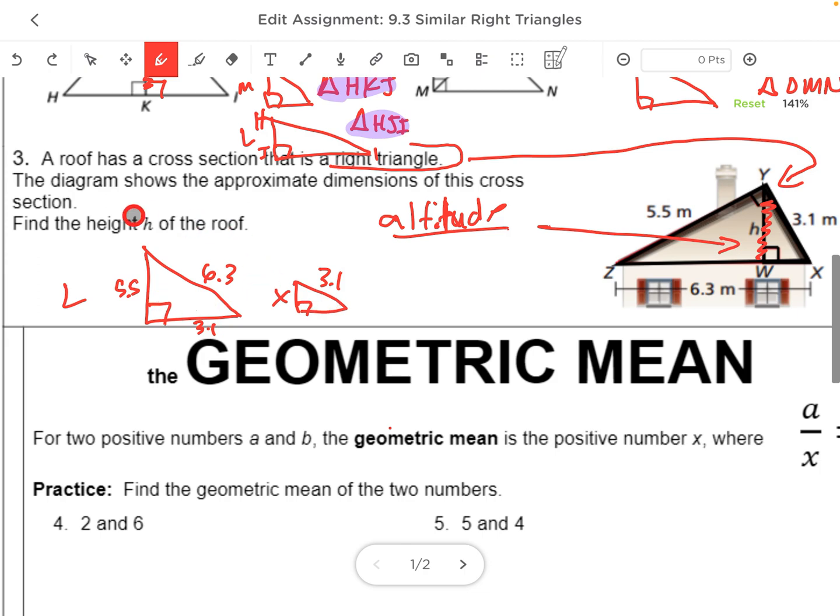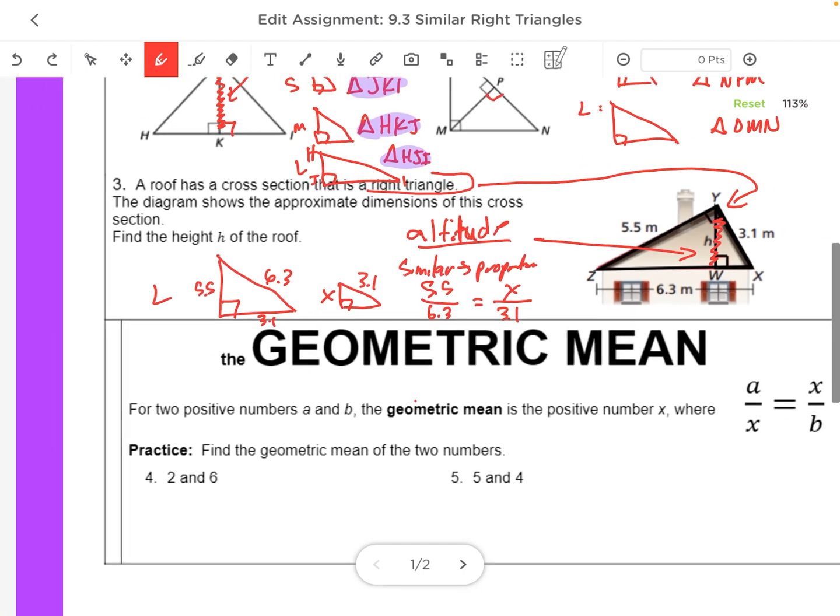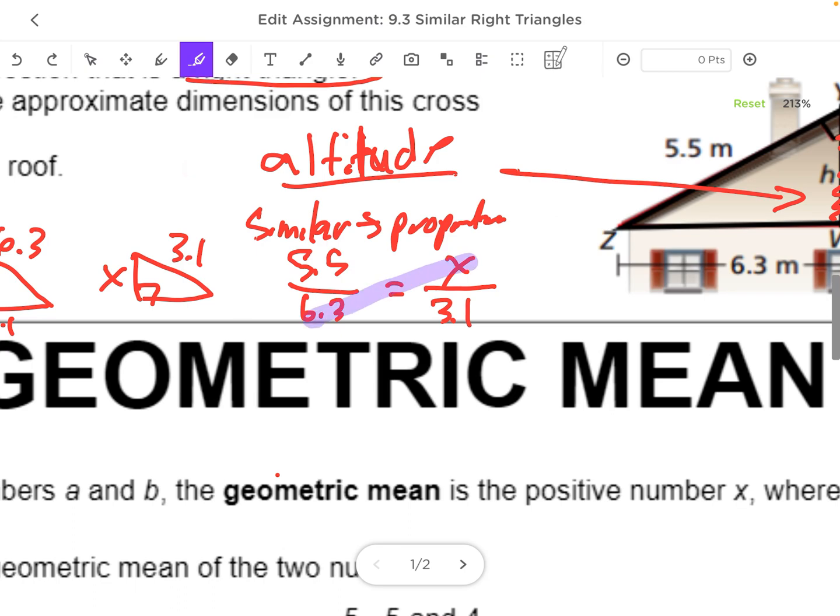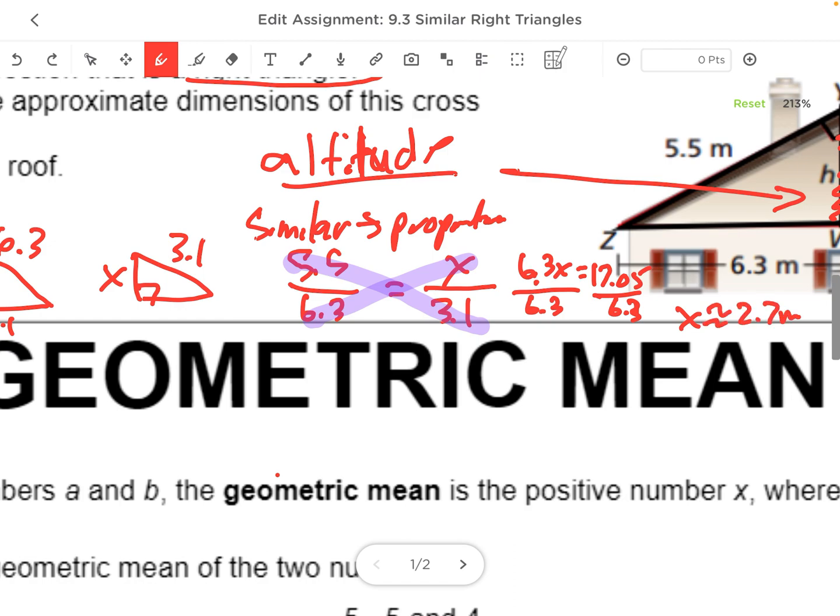So since I know that they're similar, I can use proportions. Okay, so let me set up my proportions. So I can say 5.5 over 6.3 corresponds with x over 3.1. Right? Okay, so now let's just do my cross multiplication. So I would have this times this, which would give me 6.3x equals this times this, which if we type that into our calculator, comes out to 17.05. Our last step is to divide by 6.3. All right, so that means x is approximately 2.7 meters.